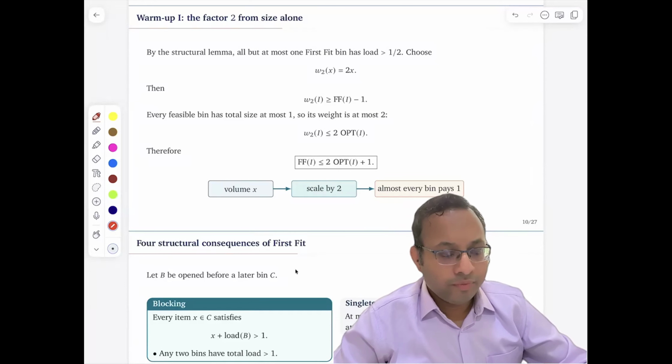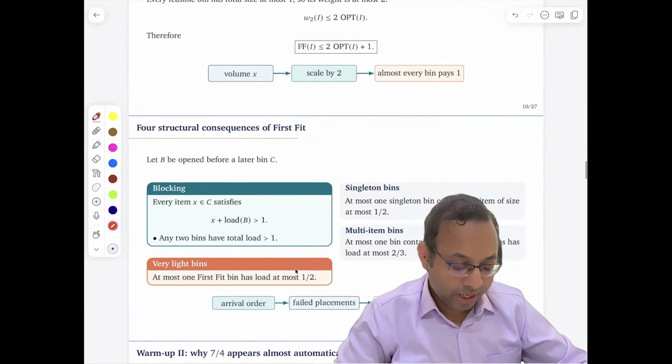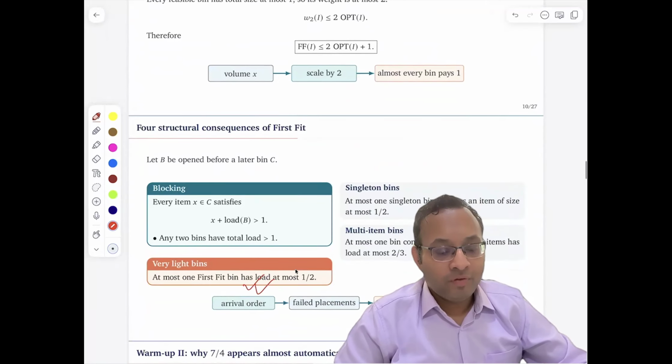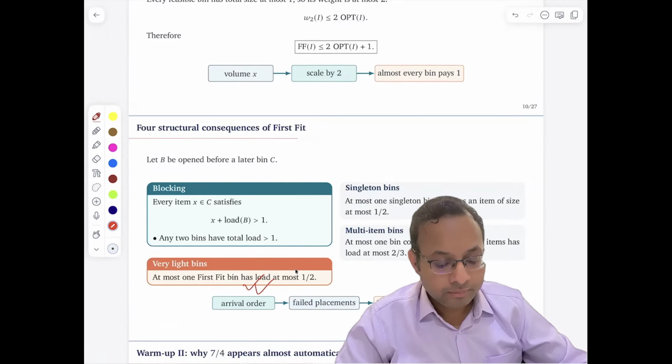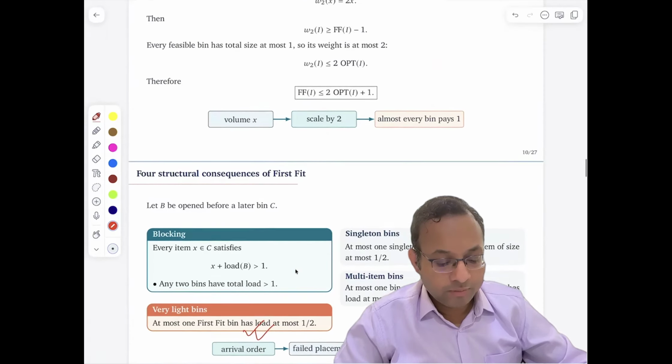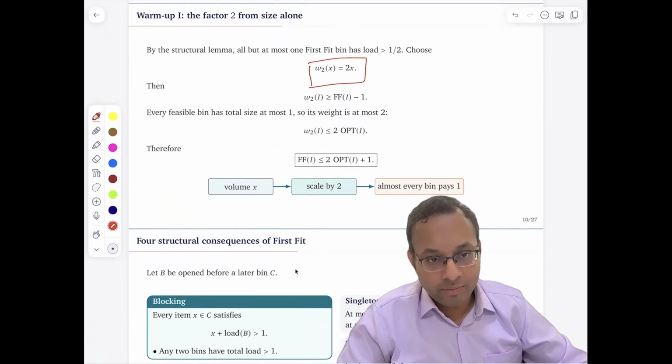So that factor 2 comes from a simple fact that if I take any two consecutive bins in first fit, the weight is at least 1. Or we already saw another property: at most one first fit bin has load at most half. We proved that in the previous lecture. So using this property, we define this weight function. For any item of size x, we'll use the weight to be 2 times x.